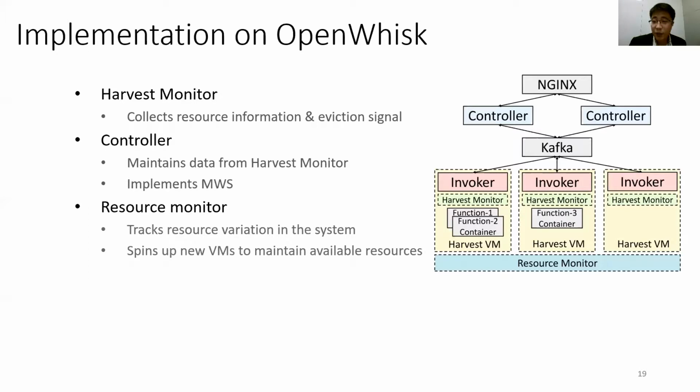We implement the proposed algorithm on OpenWhisk, an open-source serverless platform developed by IBM. The architecture of OpenWhisk is shown in the right figure, and the dotted lines highlight our changes to the system. Specifically, in each invoker, we add a harvest monitor that collects resource information and VM eviction signals. The controller is modified to maintain data from the harvest monitor and also implements the mean worker set algorithm. We also introduce a separate module in the control plane, the resource monitor, which tracks resource variation in the system and spins up new VMs to maintain available resources.